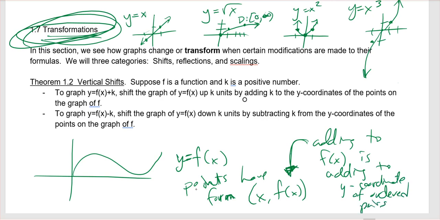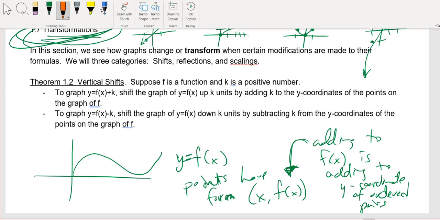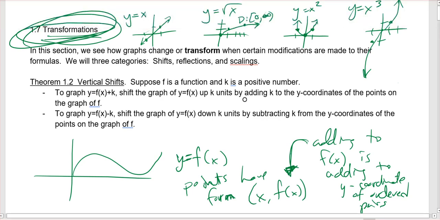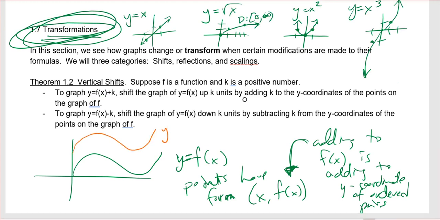So if we have some positive number k, and I add that to the function value, well, we're adding that to all of the y coordinates, right? So if we would draw a picture of y equals f of x plus k, well, we're shifting it up. We don't really know what k is, but the point is that we're shifting it up, right? Because all of these y coordinates are getting some number added to them.